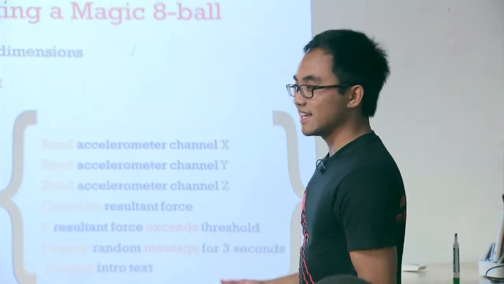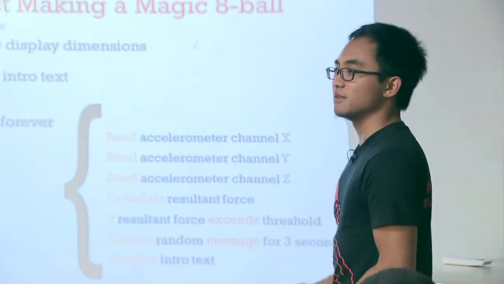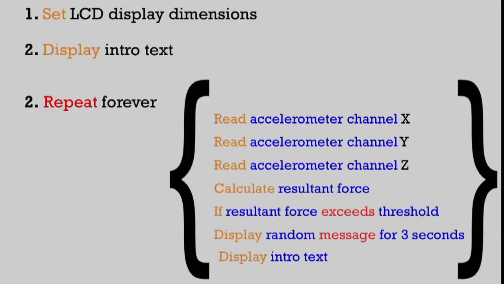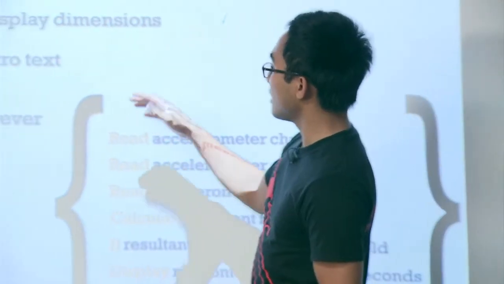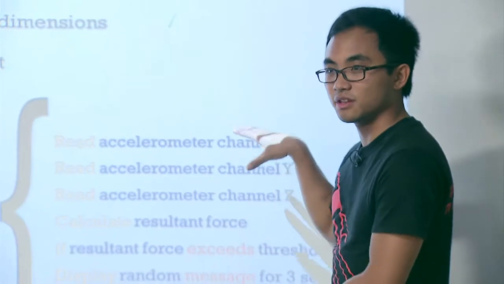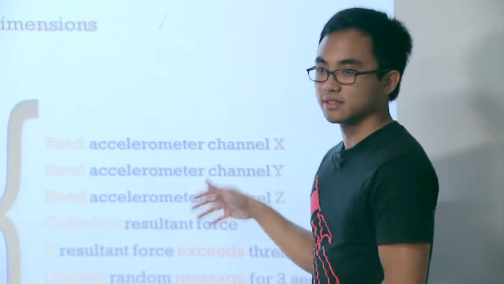Cool. And before we start shaking our LaunchPad, let's think about what we have to do. The first thing we have to do is tell the LaunchPad that, hey, you have a display connected to you, and that's happening in the code. That's one of the first things we do. Then we say an intro message on the display. We're going to say, hey, welcome to the Magic LaunchPad, or something along those lines. And then we're going to get to the real intelligence, or the smartness, of this application.